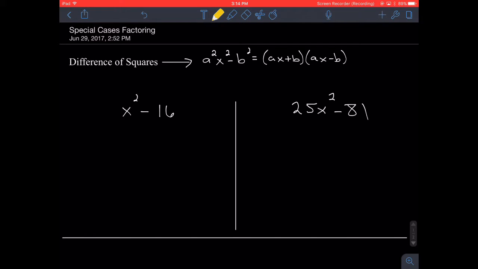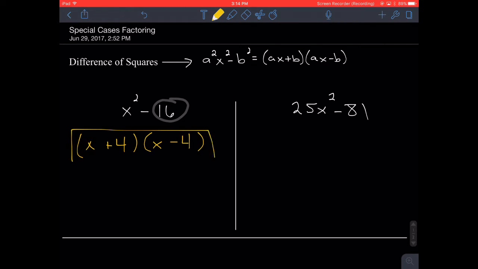We start with the very straightforward case of x squared minus 16. Notice how 16 is a perfect square, and though there's no number in front of x squared, we assume that it is 1, and 1 is a perfect square. So setting this up, we're going to do x plus a number, x minus a number. What is that number? It's going to be the square root of 16. So we will have x plus 4, x minus 4. Yes, very good.